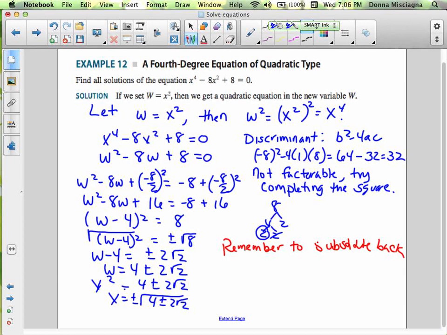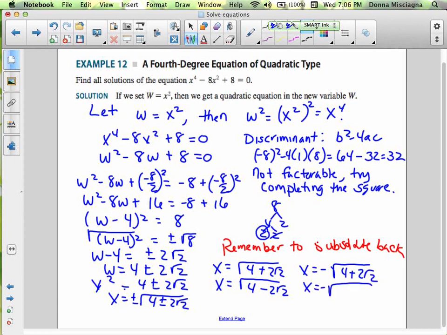So we have x equals the square root of 4 plus 2 square roots of 2. We have x equals the square root of 4 minus 2 square roots of 2. We have x equals negative square root of 4 plus 2 square roots of 2. And we have x equals negative square root of 4 minus 2 square roots of 2. So those are our 4 solutions there. They're all real, right? So if we were to graph this equation, it would have 4 x-intercepts. And those are our 4 solutions.